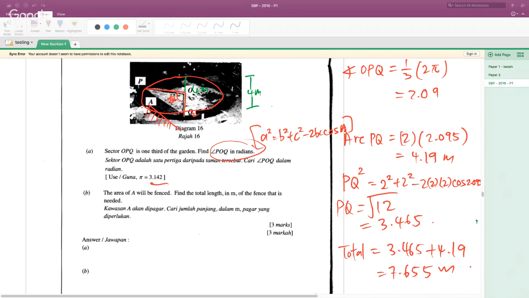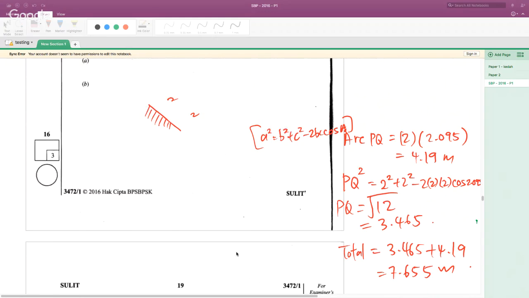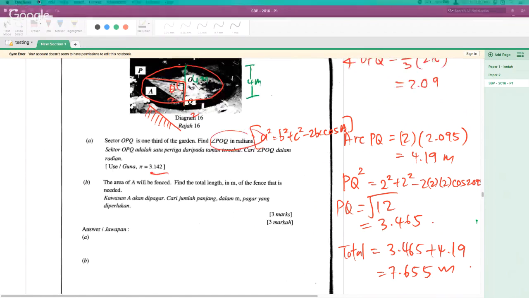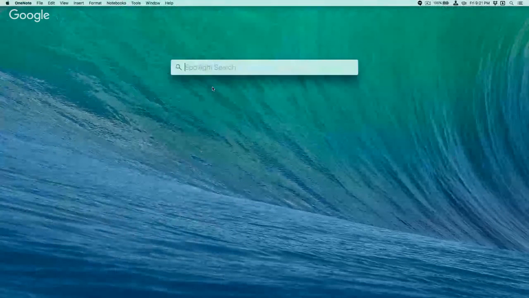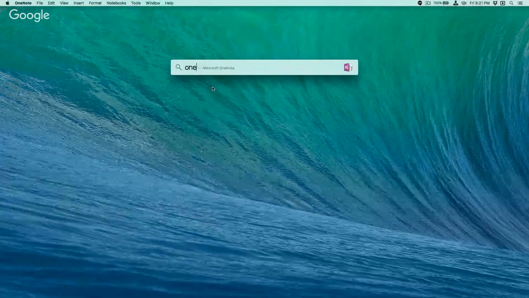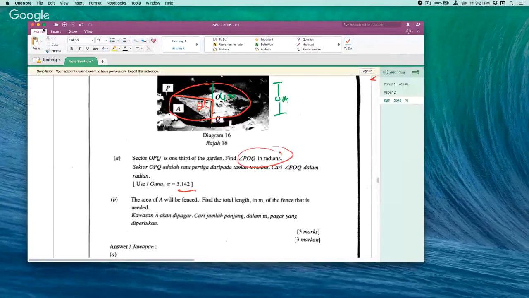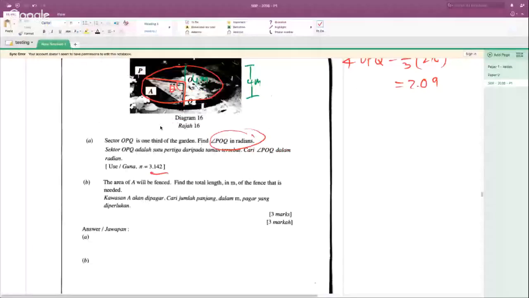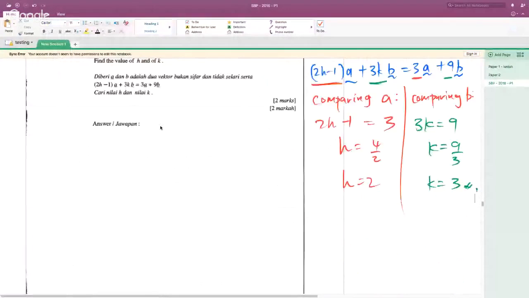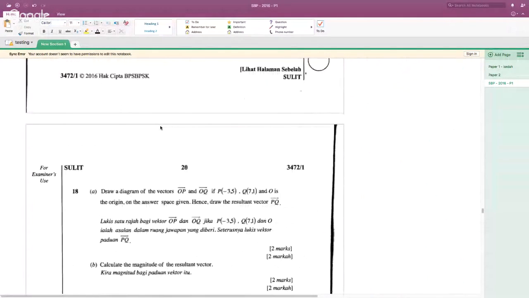Okay, it's hanging again. I have to close and open it again. Okay, so we will continue to 18.